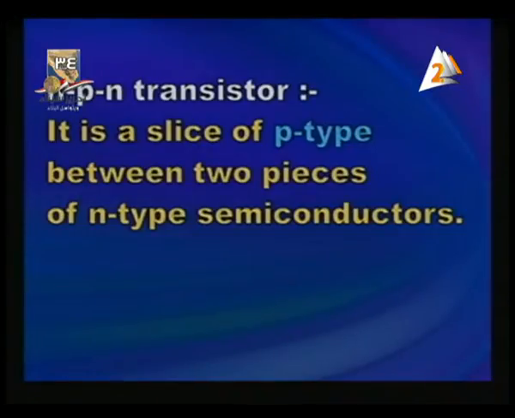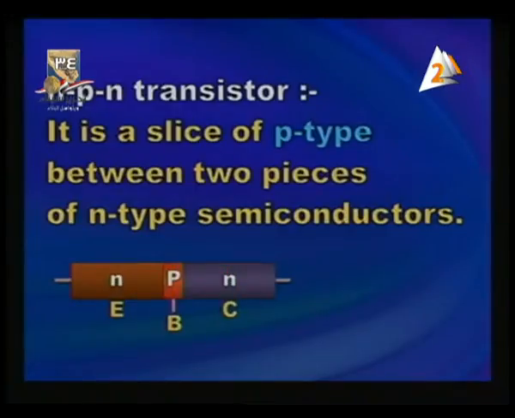NPN transistor. What about it? It is a slice of P-type between two pieces of N-type semiconductors. Okay, so the base is made of P-type semiconductor. Meanwhile, the emitter and collector are N-type semiconductors. This was about NPN transistor, and it has got a symbol.